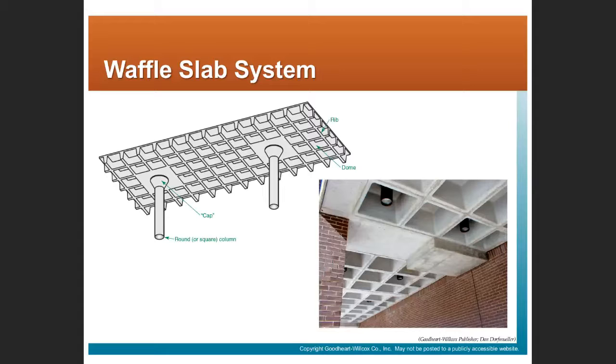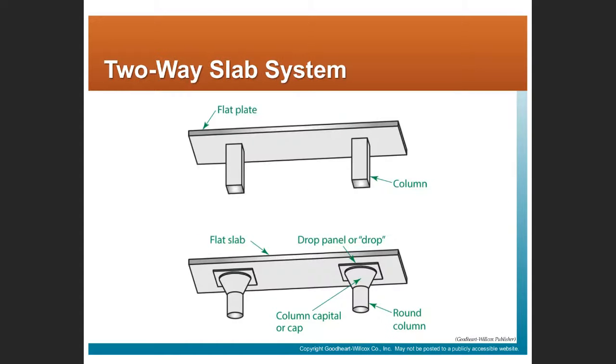Here is a waffle slab system. Again, this is a variation on a two-way slab system. Good question. No, the drop panel would be concrete. Again, I'll see if we have any details here. No, again, this is all going to be concrete with steel reinforcement. So the drop panel would not be a steel plate. It's likely to be a couple inches of concrete with heavier reinforcement than what we might have in the slab proper.